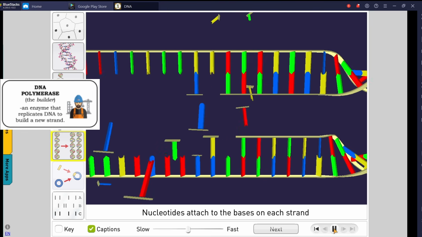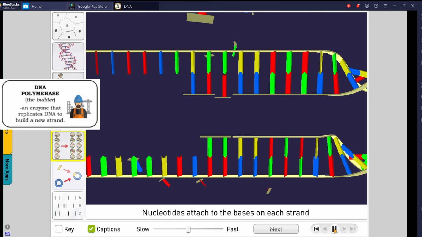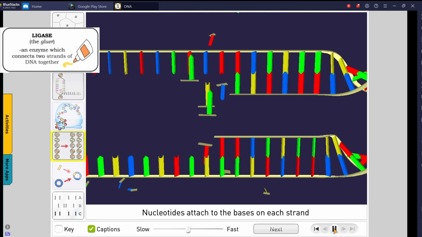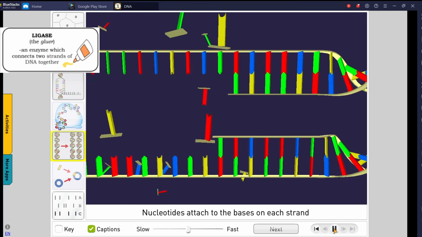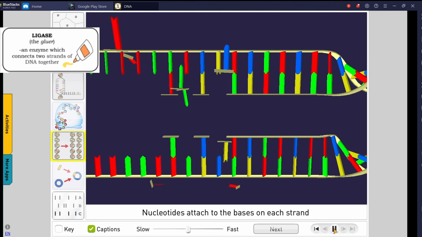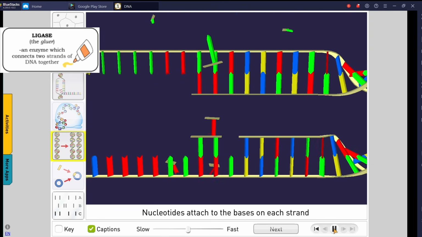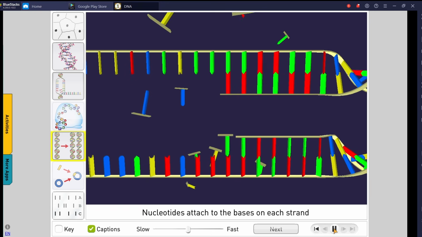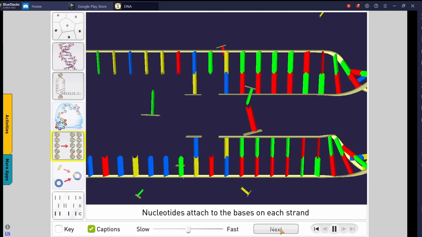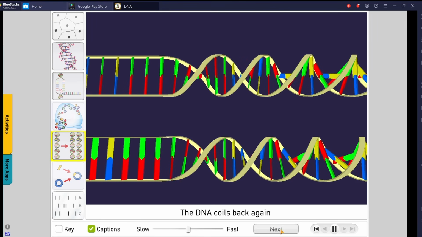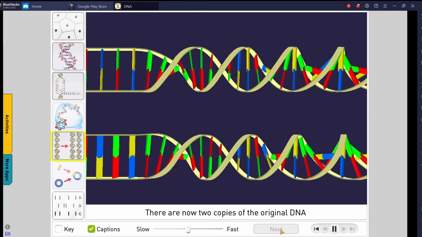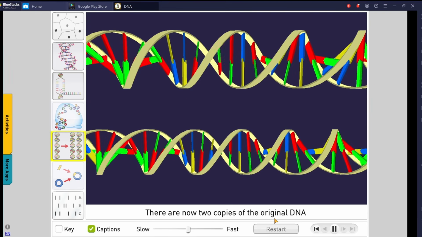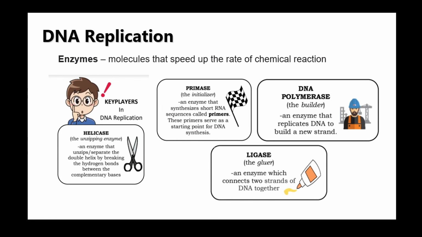And of course, kailangan mag-glue or madikit yung mga nitrogenous base na yan. And we call that gluer the enzyme ligase. So those are the functions of the 4 enzymes which we call the key players in DNA replication. So once the pairing is done, what happens is that the DNA coils back again, and afterwards there will be now 2 copies of the original DNA.